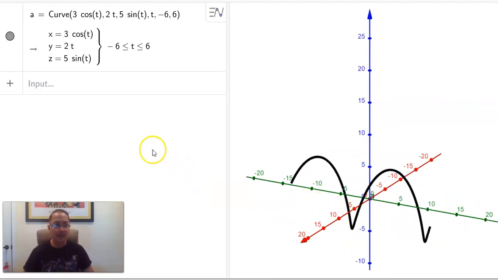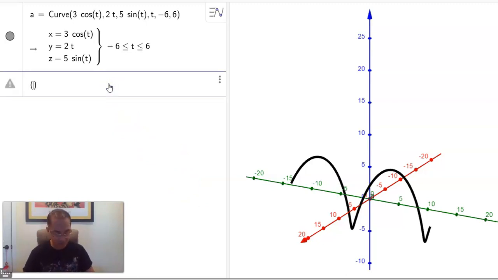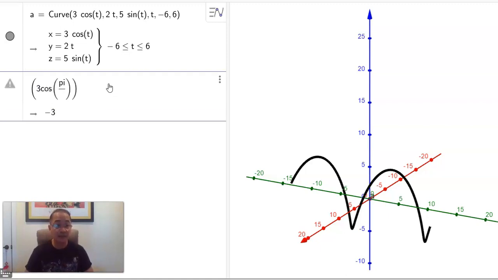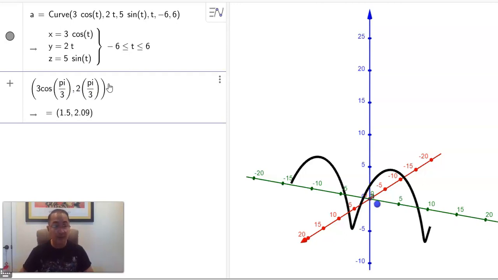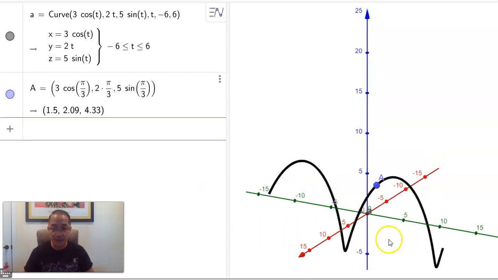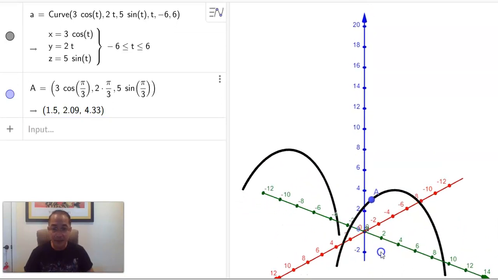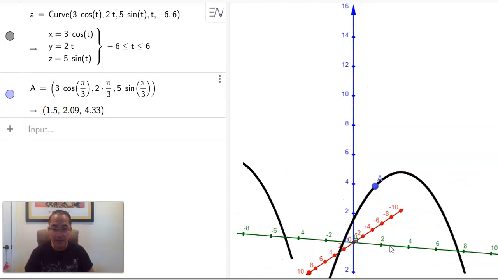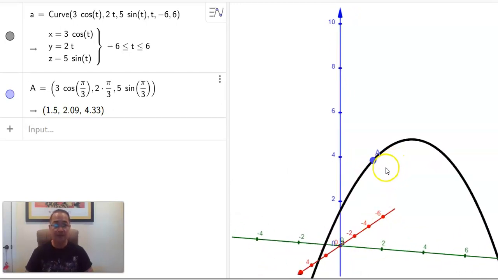All right, so again, let's plot a point. Let's just type it out manually. So how about 3 cosine of pi over 3, and then we have 2 times pi over 3, and then we have 5 sine pi over 3. So there we go. There is our point. It is clearly on the elliptic helix, and we can now zoom out, because we're really just interested in that part of the helix.